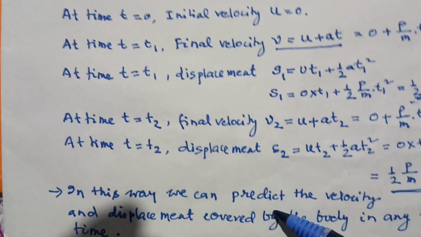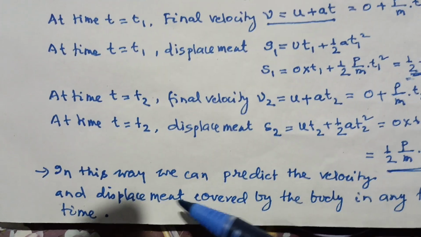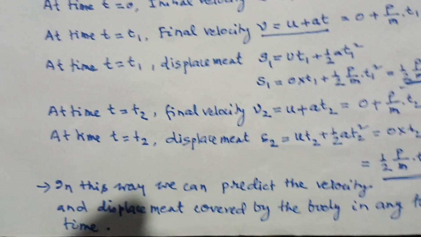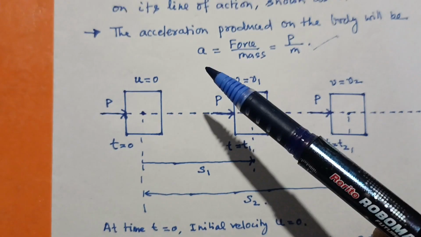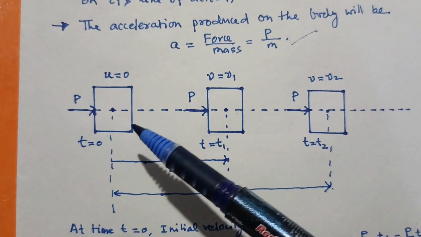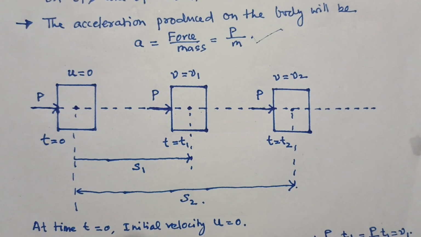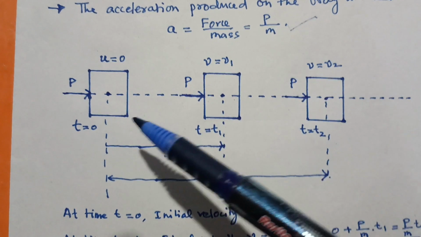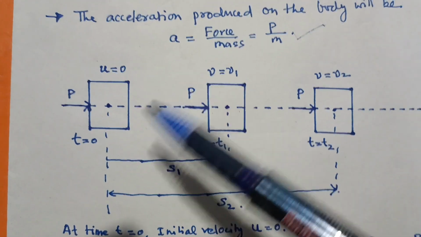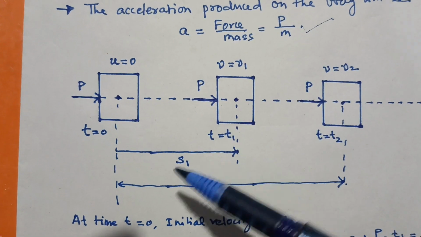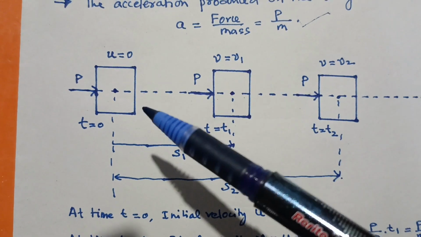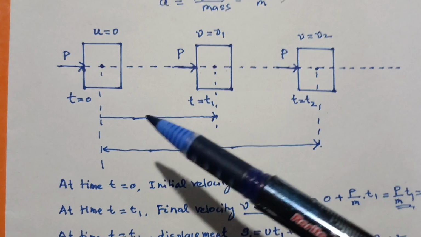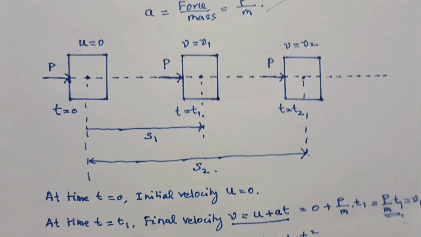In this way we can predict the velocity and displacement covered by the body at any future time t. At any future time we can find out where the body will be, that is, what displacement it has covered and what its velocity is at that time. So when the force P and the mass of the body are given to us, with the help of the mass and the force acting on the body, we can predict its displacement and its velocity at some future time.